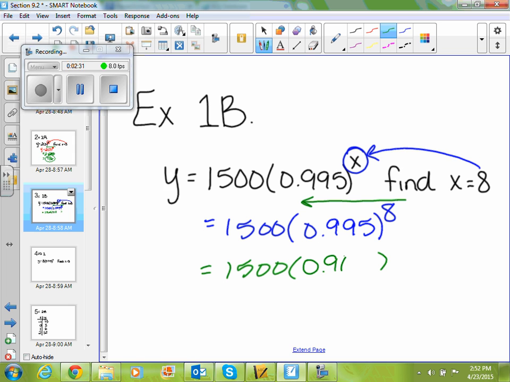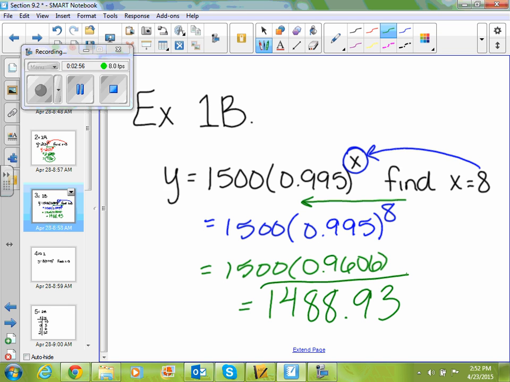0.9606. I'll just round it off. 0.9606. Okay, and what's 1500 then times 0.9606? 1440... 1488.93. Okay, so 1488.93.